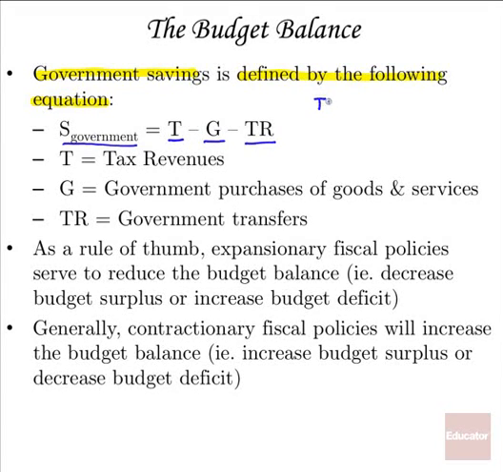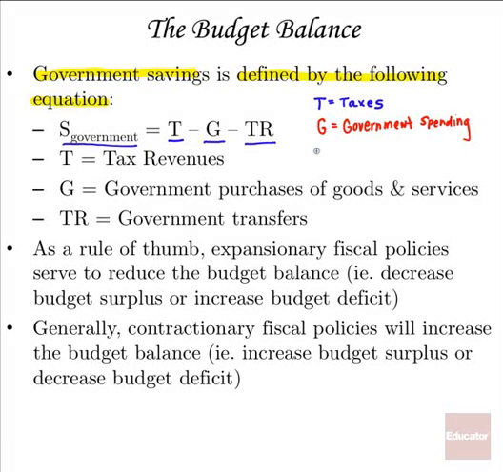T equals the taxes. So all the taxes that are coming in, whether it's the federal income tax, the estate tax, the gift tax, or any type of tariff, that's the amount of money coming in. G is government spending. This is all the money that's going out, being spent on different goods and services. So that's an expense to the government. That's why it's a negative, whereas taxes are positive.